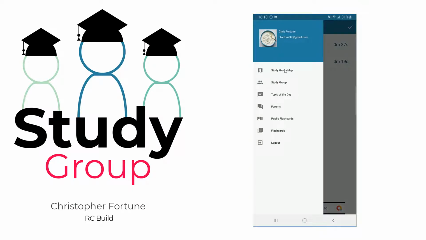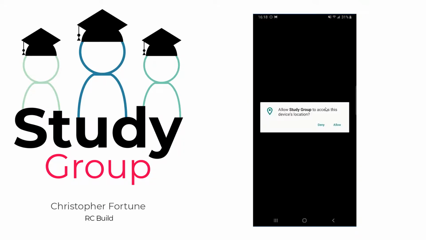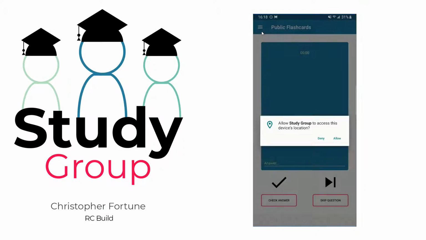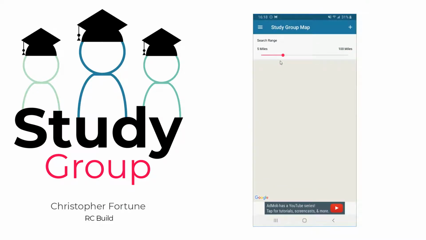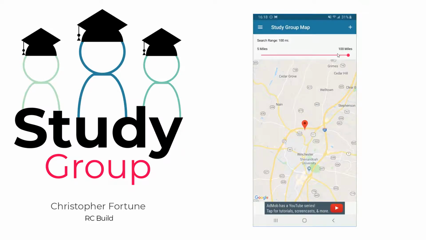Let's go to the study group map here. Let's allow that, so we can allow our device location. And as you can see here, this is displaying a map of study groups that are nearby. By default, the search range is set to 25 miles. And then here, the user is able to scale that search range up to 100.